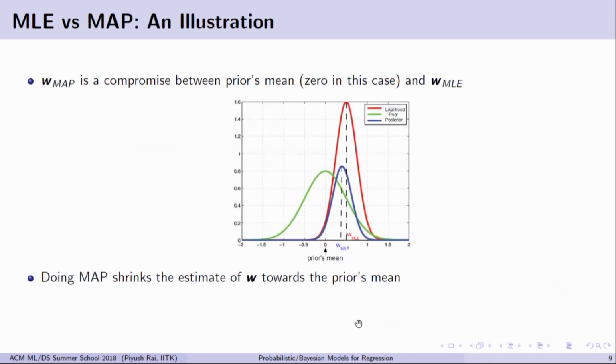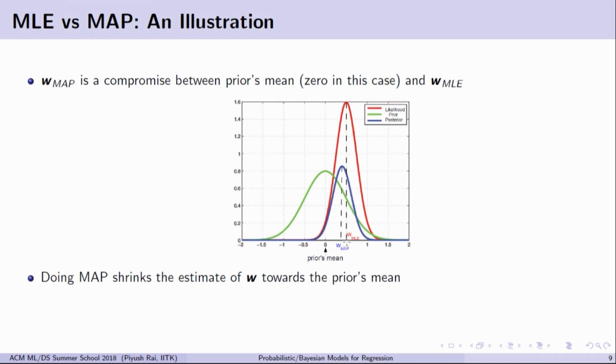Again, you can think of MLE and MAP using this illustration, which is similar to one I showed in the previous class. The red curve shows the likelihood model, the probability of y given x comma w. The green curve is p of w. And the blue curve is the posterior distribution of w given the data y and x. The MAP is nothing but the maxima of the posterior distribution, whereas W MLE is the maxima of the likelihood distribution.